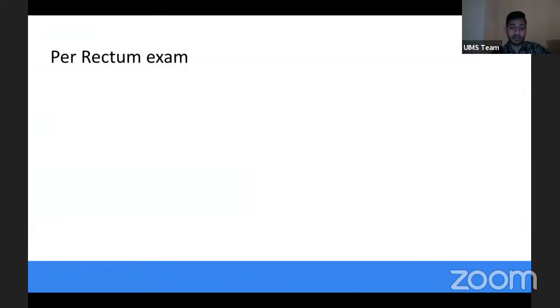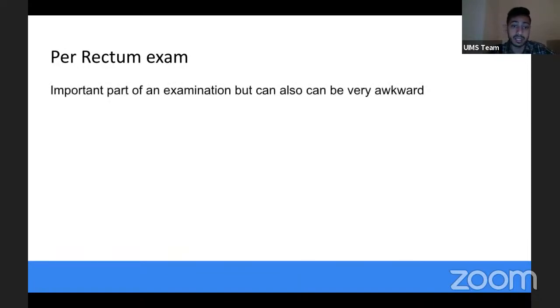Now on to the last topic. It's certainly the last topic, but it's not the least of any of the stages of the examination that we've talked about. It's a very important part of the exam, but it can also be very awkward to describe and then to perform confidently and effectively.